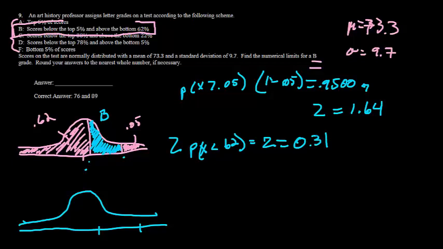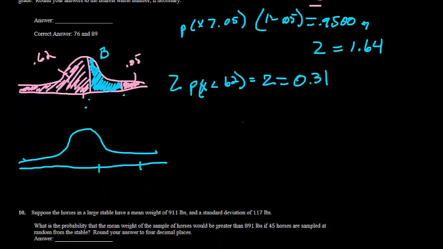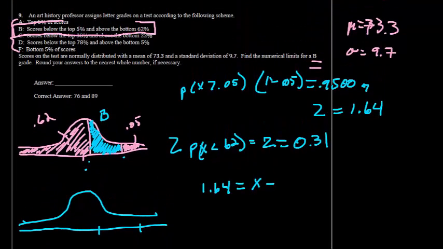Okay, so now I'm not subtracting stuff. I'm just grabbing those z's and turning them into x's. There's nothing super fancy here. So let's just do exactly that. Z, this one is 1.64, is equal to x, which I don't know, minus mu. Where's my mu? There it is, 73.3.